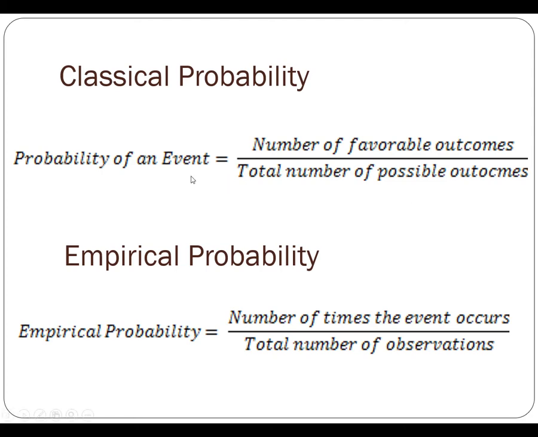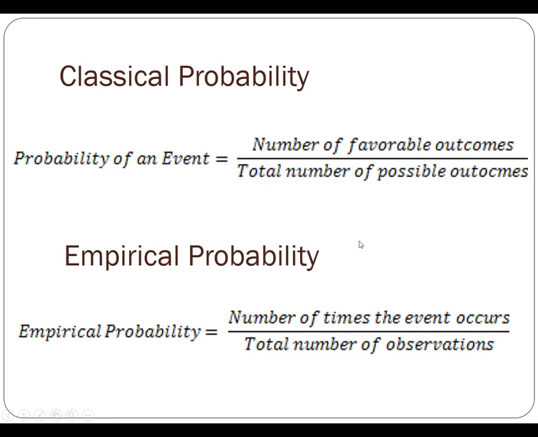In classical probability, we're dealing with things, like I said earlier, like dice or cards or other things like that. So if we were looking at the probability of drawing a king, for example, it would be the number of favorable outcomes or the number of kings in a standard deck of cards over the total number of possible outcomes, which would be all the cards in the deck. So in that case, we have 4 kings in a standard deck out of a total of 52 total cards.